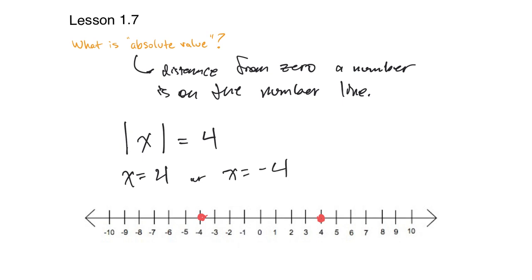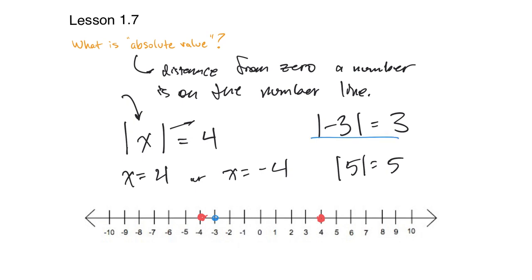A quick way to remember this is whatever is inside here must always, when it comes out, be a positive number. Like the absolute value of negative 3 is 3, and the absolute value of 5 is 5, because negative 3 is 3 spots away from 0, and 5 is 5 jumps away from 0. So absolute value is just measuring distance from 0, and it turns whatever is in here into a positive value because distance is positive.